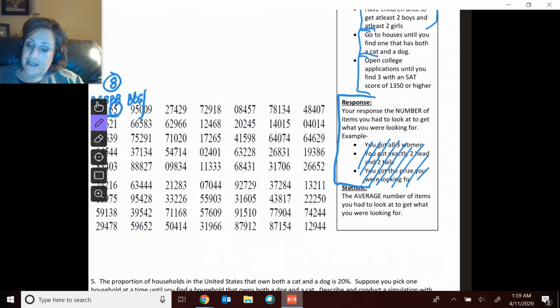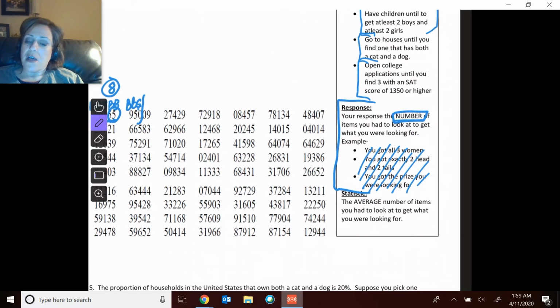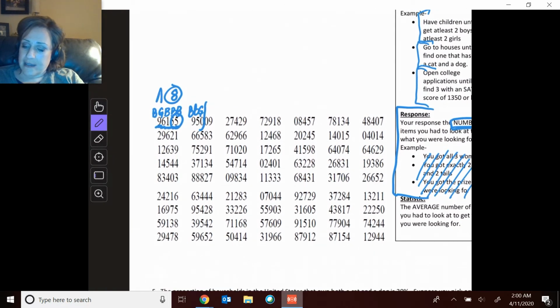Okay, so in this case, the example is going to be the number of items to get 2 boys and 2 girls. The number of houses you had to go to get at least a cat and a dog, and so on. So that is why I put an 8 right there, because that couple, that's the response I'm looking for. That couple had to have 8 children to meet their goal.